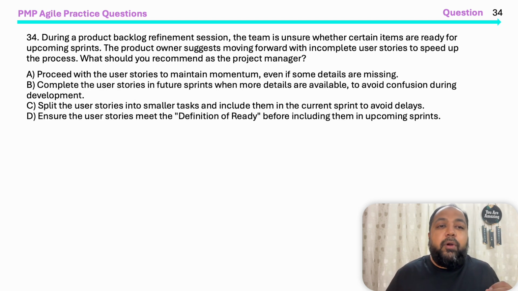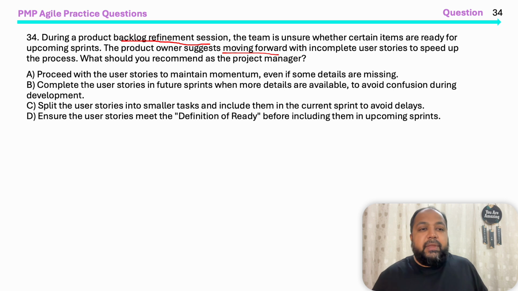34. During a product backlog refinement session, we are refining the stories. The team is unsure whether a certain item is ready for the upcoming sprint. The product owner suggests moving forward with an incomplete user story to speed up the process. What should you recommend? Something is incomplete, but we were saying move forward. What should you recommend as a project manager?